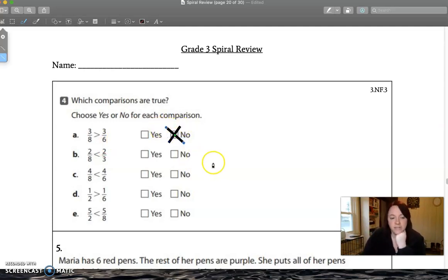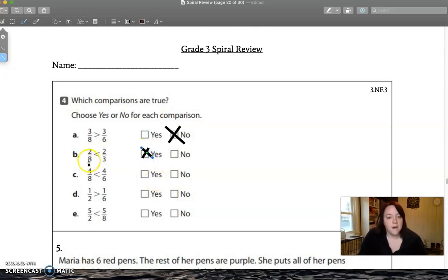B, 2/8 is less than 2/3. So we have 2/8. If we have 8 parts, only 2 of them are filled in. How many parts are left over? 2, 3, 4, 5, 6, 7, 8. So we have 6 parts left over. Or we have 2/3. How many parts are left over? We only have 1 more part left to fill. So your 2/3 is bigger if you only have 1 more part to fill, which means 2/8 is less than 2/3. That is correct.